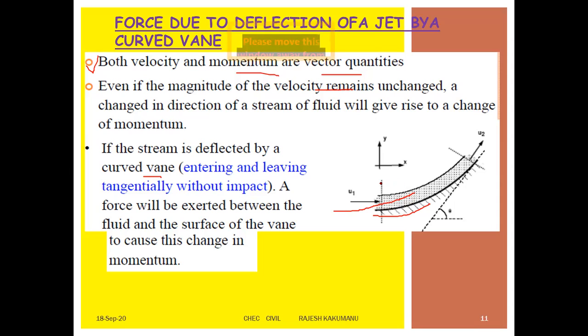Now from this figure you can see the stream entering at section 1-1 and leaving at section 2-2. So u1 is the initial velocity, u2 is the final velocity. Now with respect to the axis, it is making an angle theta. Now this is flowing in the y direction, right?